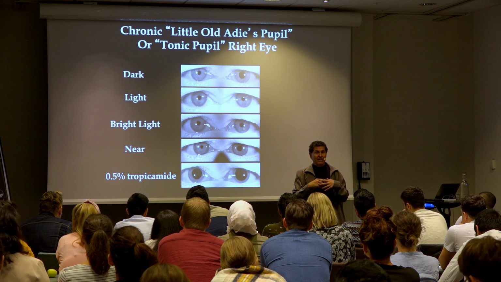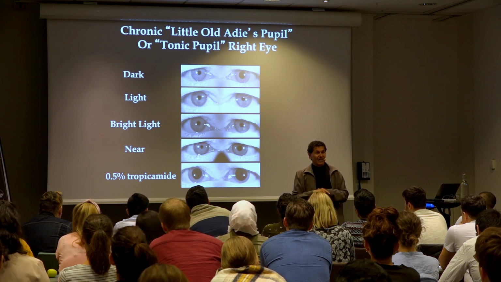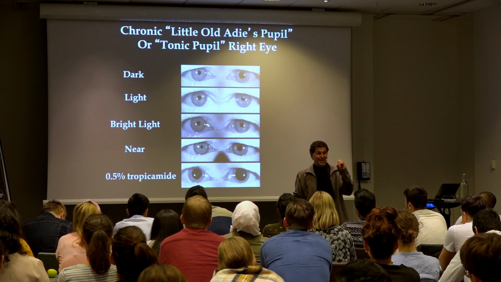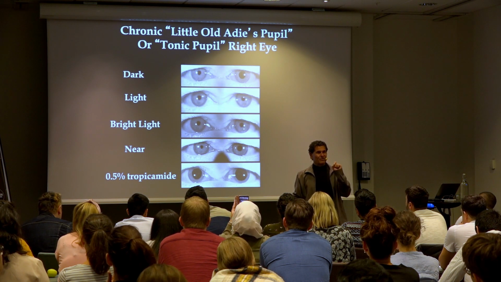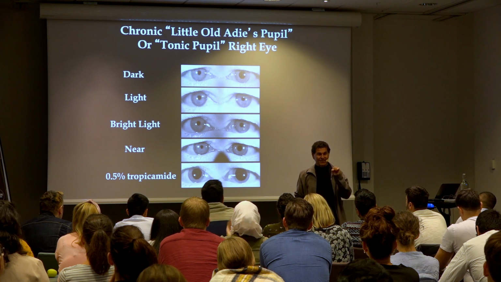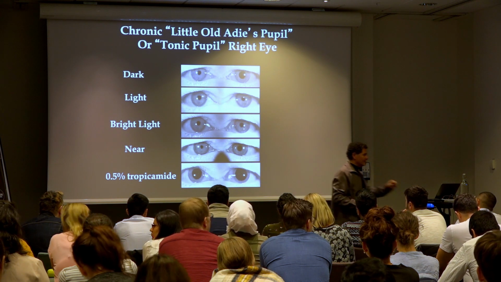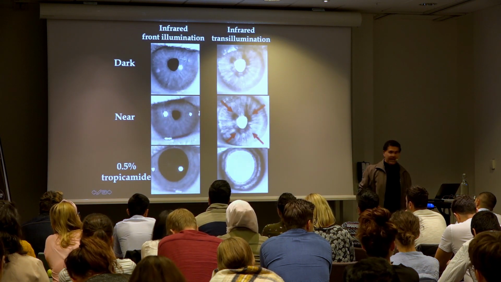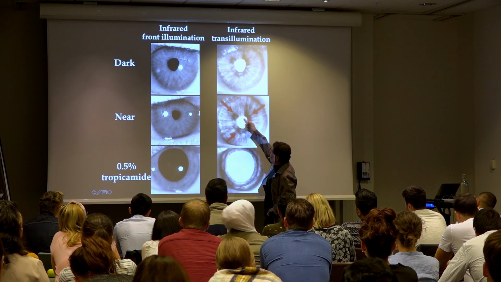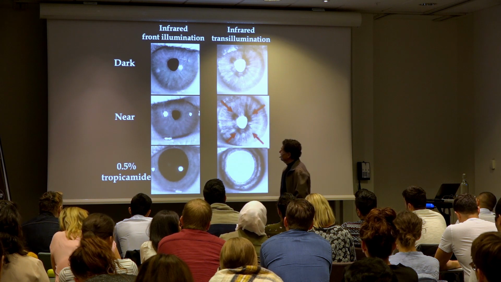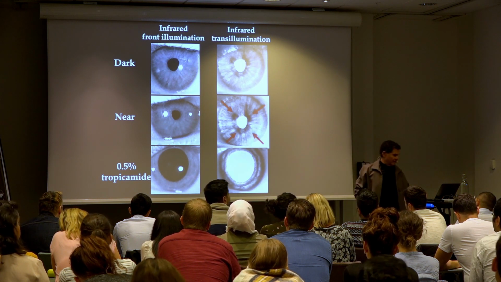So that's why in a chronic Adie's, sometimes you just have a small pupil, not a big one, but it always will react more to near. So with a near response, you'll even see it constrict more, but it doesn't react to light. And if you transilluminate, you can even see which areas are reinnervated and contracting more. They look dark. This is infrared transillumination.